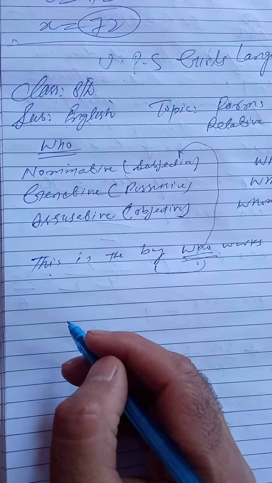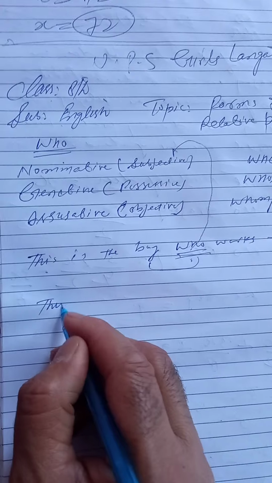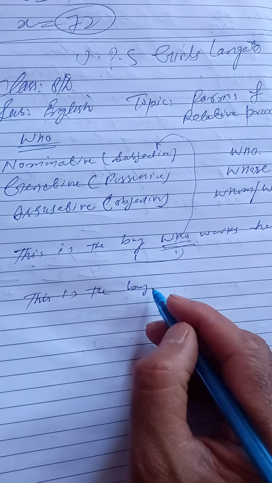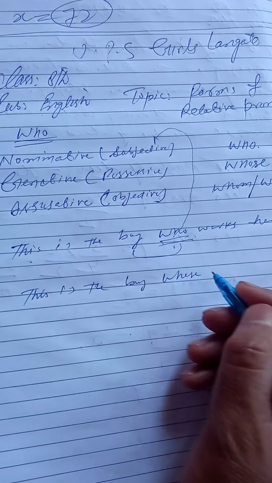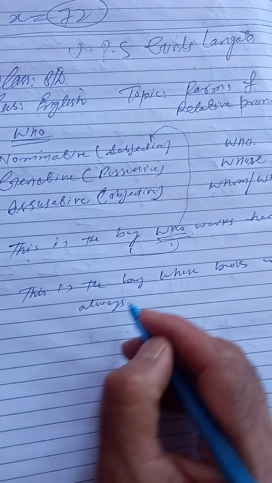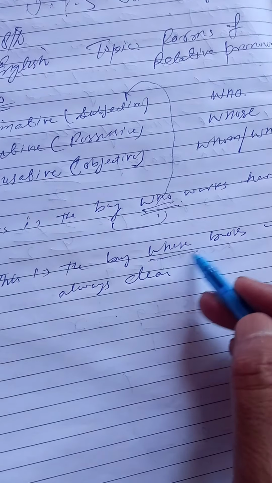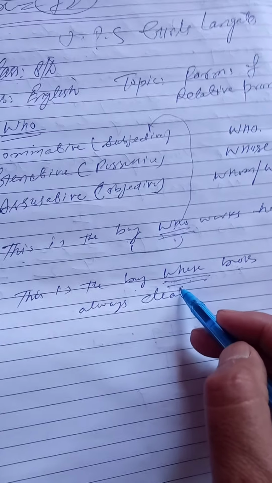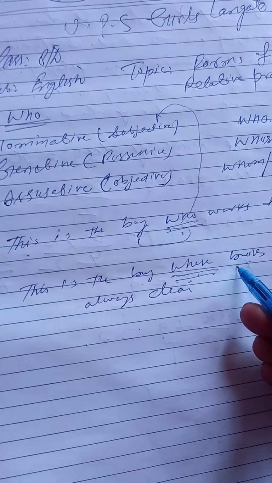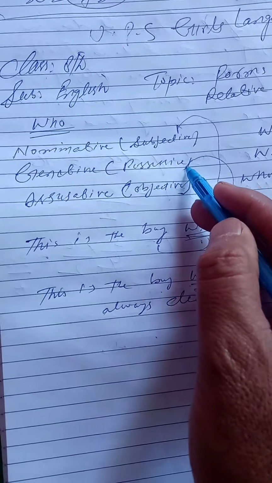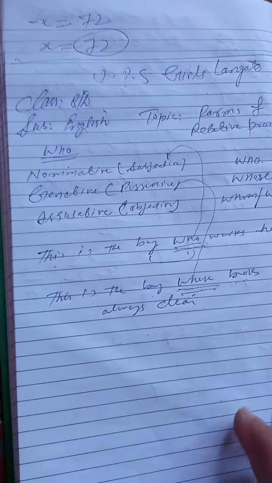Second, this is the boy whose books are always clean. Whose books? The books belong to the boy. Whose books? Here, whose is the possessive case of the relative pronoun. So whose is used as the genitive or possessive case of the relative pronoun.